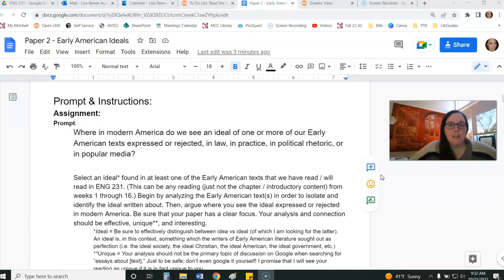All right, so my question for you is, where in modern America do we see an ideal of one or more of our early American texts expressed or rejected in law, in practice, in political rhetoric, or in popular media? Okay, so let's break that down a little bit and think about how we are going to have to approach this assignment in order to answer this question.